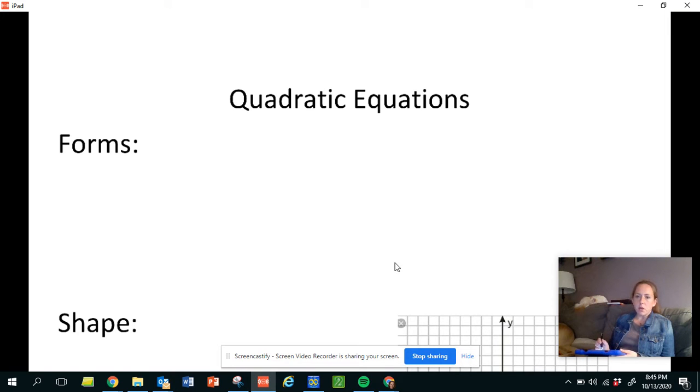Quadratic equations are polynomials where it's going to have an x squared term, and that'll be the biggest exponent in the equation, and there won't be anything like square roots or logarithms, or the x in the exponent or anything like that. So there's really two forms that we're going to look at mostly.